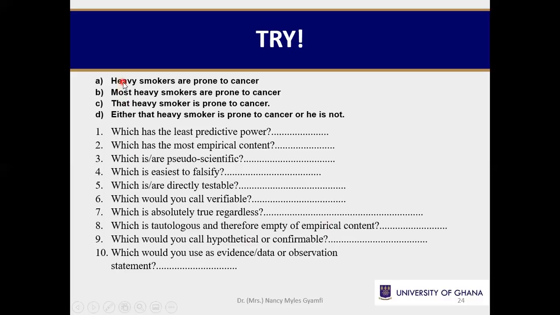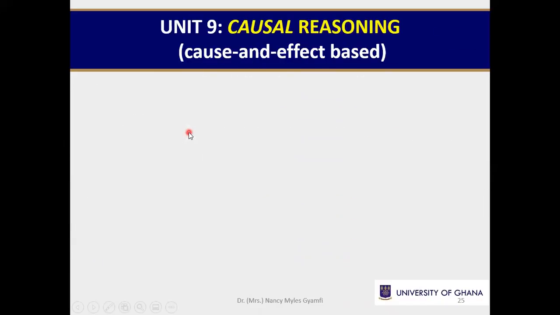Those that are generalizations. So you see that there will be A and B there. A says heavy smokers are so and so and so. B says most heavy smokers. They are both confirmable. Then 10 says, which would you use as evidence of data or observation statement? We already learned that if you made your evidences the premises of an inductive argument verifiable, then it will serve as a good evidential statement.